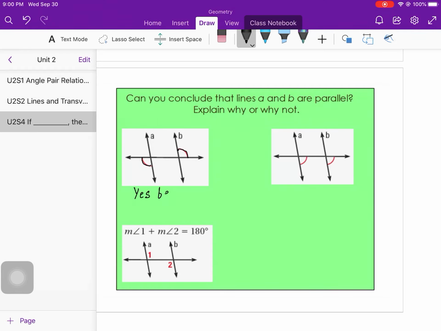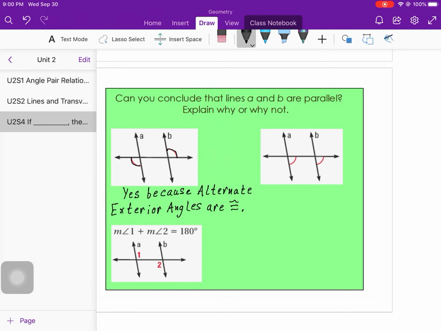And then we would say because, or not same side exterior, alternate exterior angles are congruent. You can actually write the word congruent. I just was using the symbol.